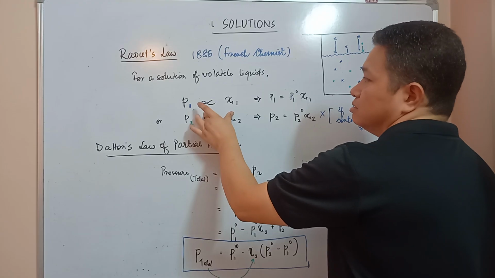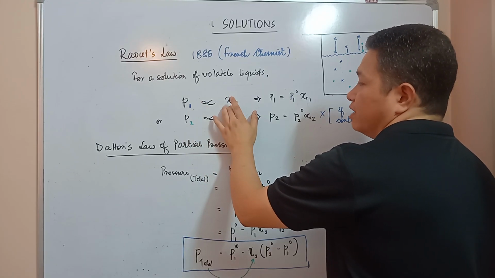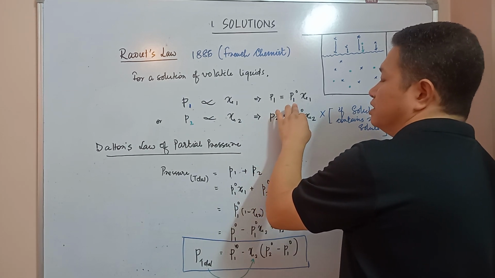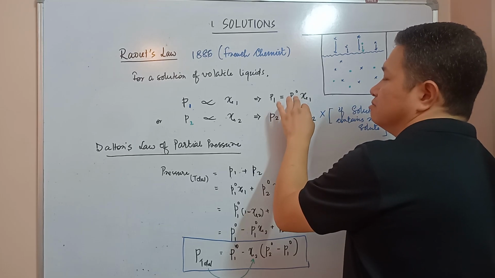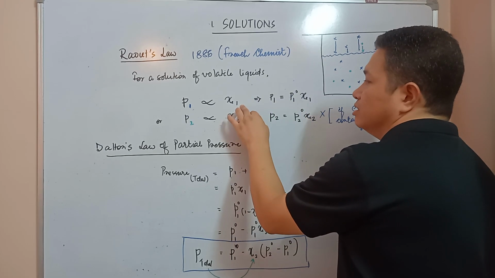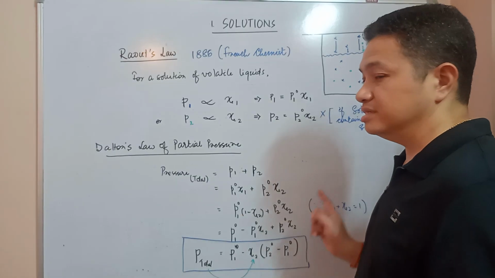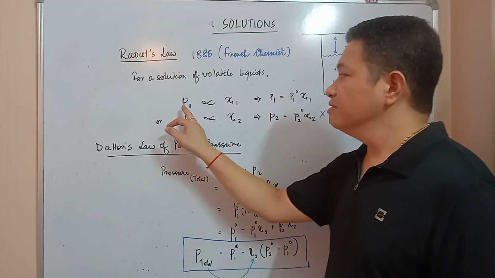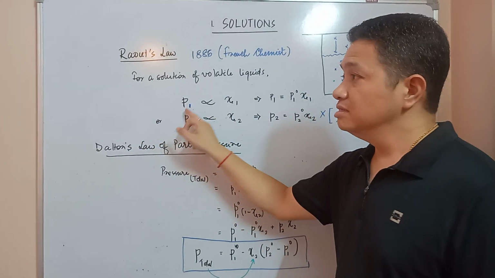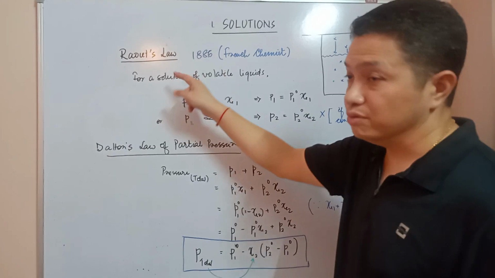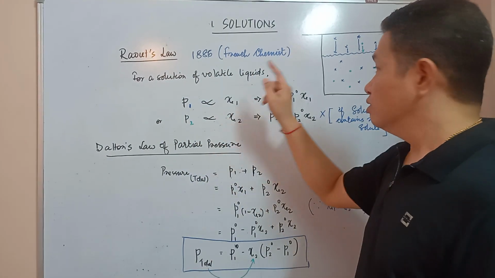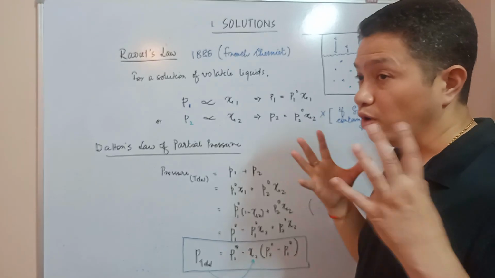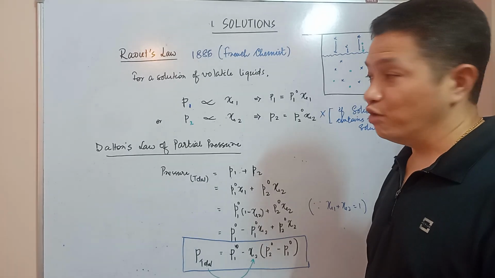is proportional to the mole fraction of that component, or it is equal to a constant multiplied by the mole fraction. And this constant is what? This is the vapor pressure of that component 1 when it is in its pure state, when no one else is there, when it is alone. So when this is ignored, instead of saying partial vapor pressure, we'll say just the vapor pressure of the solution. The vapor pressure of the solution is proportional to the mole fraction of the first component, the solvent. I hope you understand this.